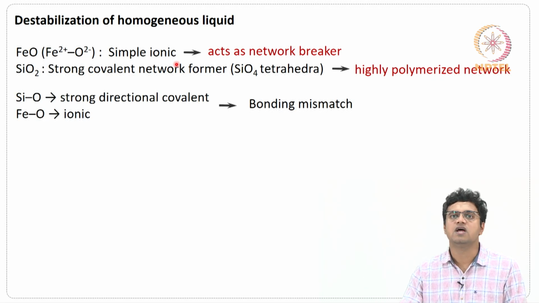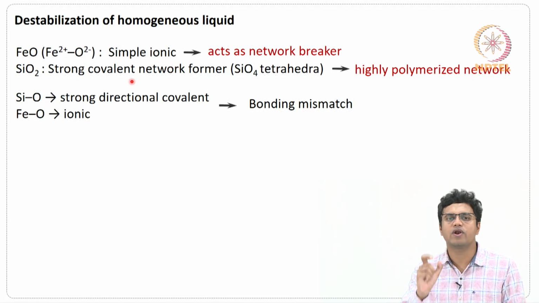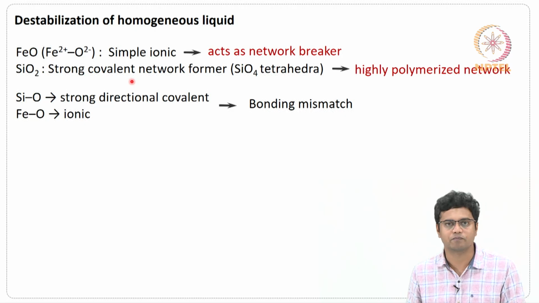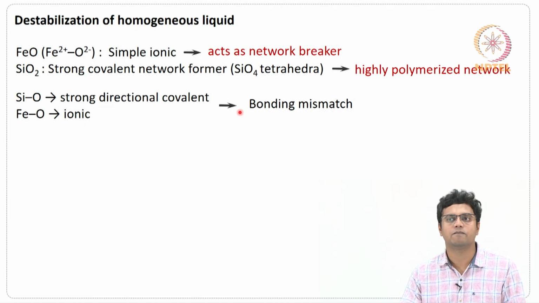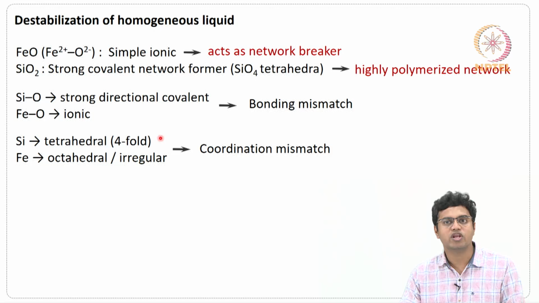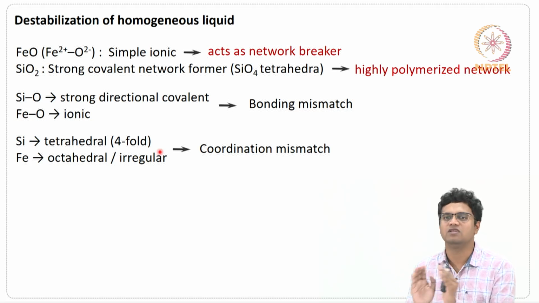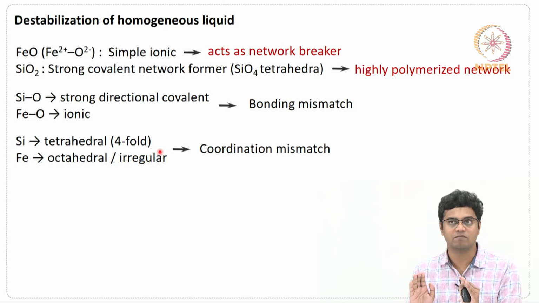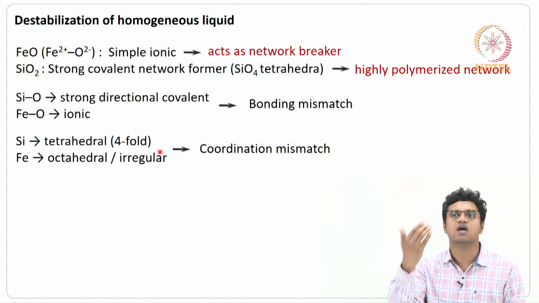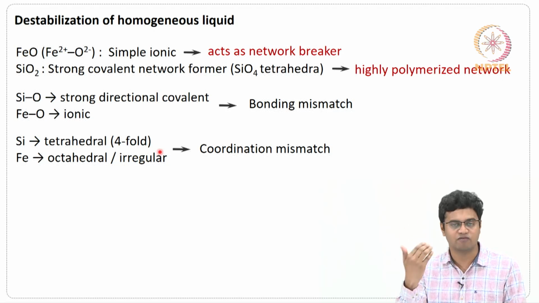And the second one is that SiO2 has a strong covalent directional bond. However, FeO is an ionic system, so there is a bonding mismatch as well, and there is a coordination mismatch also. I want to say that this is not isomorphous. Iso is same, morphous is type. They are the same type, but these are not the same type because they have different bonding characteristics. They have different coordination numbers.